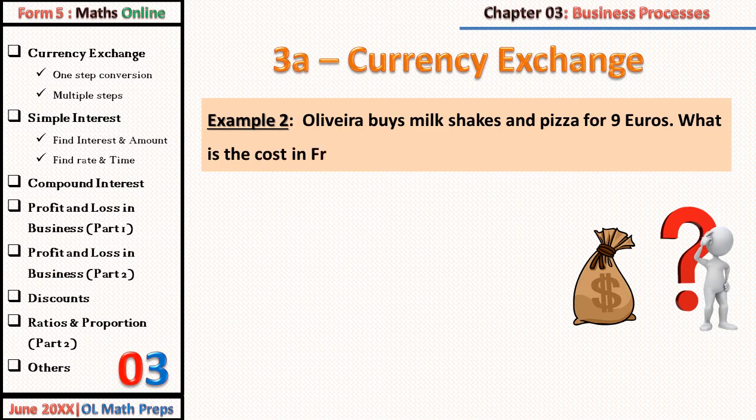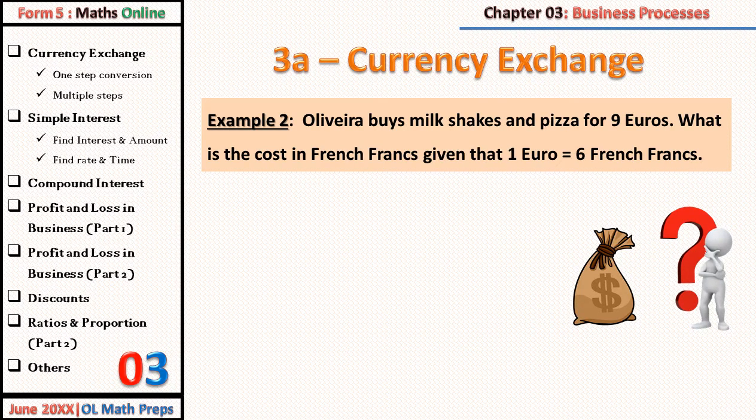Oliveira buys milkshakes and pizza for 9 euros. What is the cost in French francs, given that 1 euro equals 6 French francs? So in this particular example, we are working with euros and French francs. And the total for which he bought these milkshakes and pizza is 9 euros. So we want to get the equivalent of euros in French francs. And we have been told that 1 euro equals 6 French francs. So 1 euro equals 6 French francs, and 9 euro will be equal to an unknown.